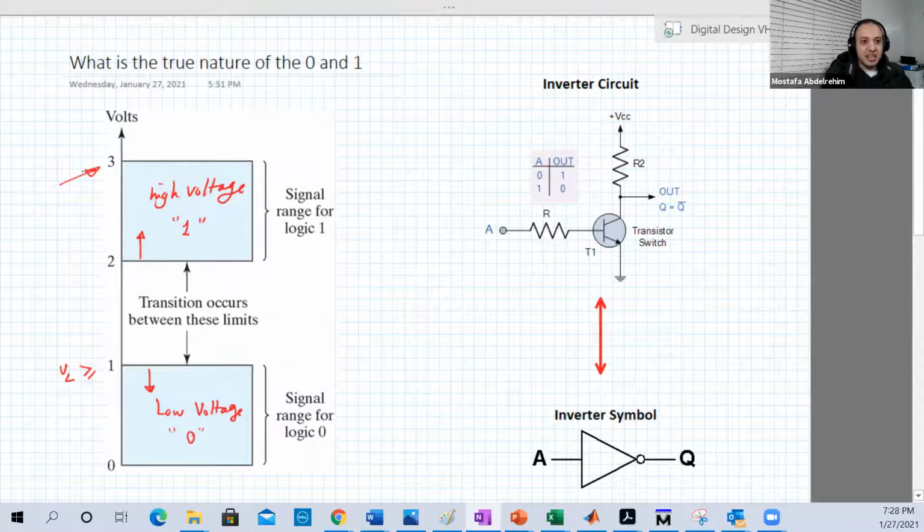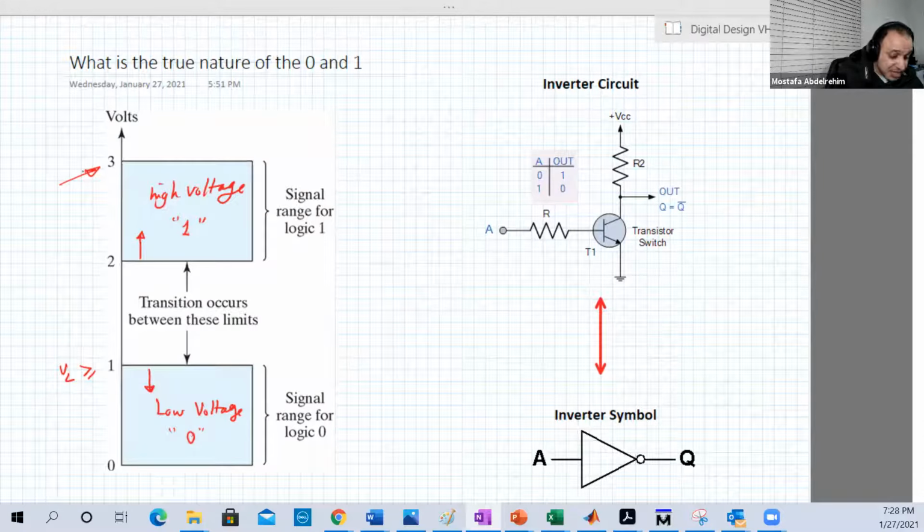So that's basically the meaning of 0 and 1. At the end, it's just some voltage that you put in your circuit. How about the logic gates themselves? These boxes are actually circuits as well.